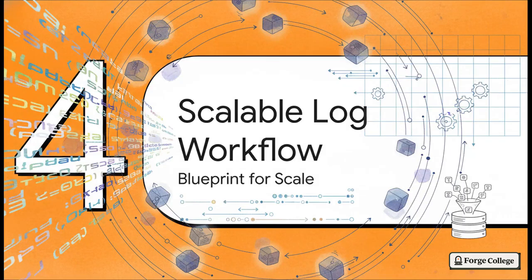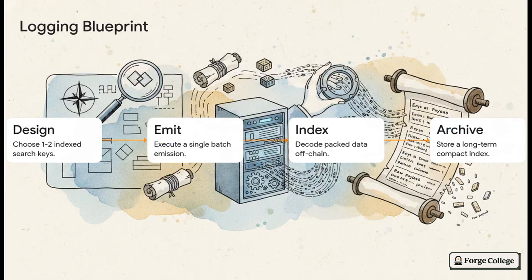All right, let's zoom out and put it all together. Section 4, the scalable logging workflow, our blueprint for scale. Here's your 4-phase blueprint for scaling. Step 1 is design. You gotta be ruthless here. Choose only 1 or 2 primary search keys to mark as indexed. Usually this is an address or a contract identifier. Just keep your non-signature topics under that limit of 3. Step 2 is emit. Use our compact batch pattern. Implement a single emission per logical operation, using abi.encodePacked to shrink that payload down, and use bounded integer sizes for counts.